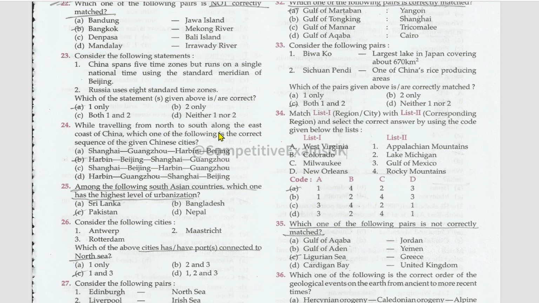While traveling from north to south along the east coast of China, which one of the following is the correct sequence of given Chinese cities? Harbin, Beijing, Shanghai, then Guangzhou. Among the following South Asian countries, which one has the highest level of urbanization? That is Pakistan. Consider the following cities: Antwerp, Maastricht, and Rotterdam. Which of the above cities have ports connected to the North Sea? Antwerp and Rotterdam have their ports connected to the North Sea.